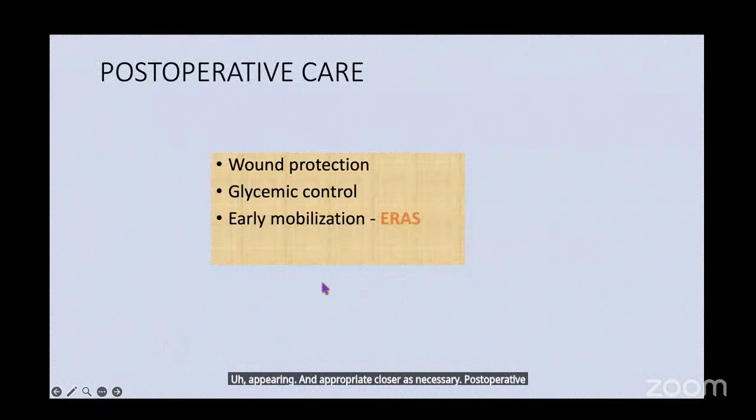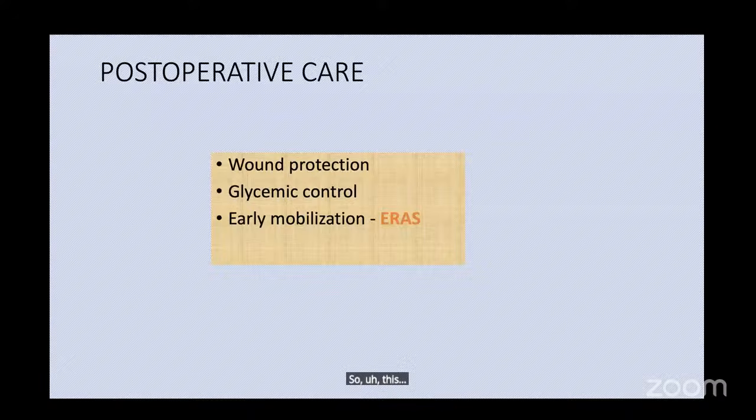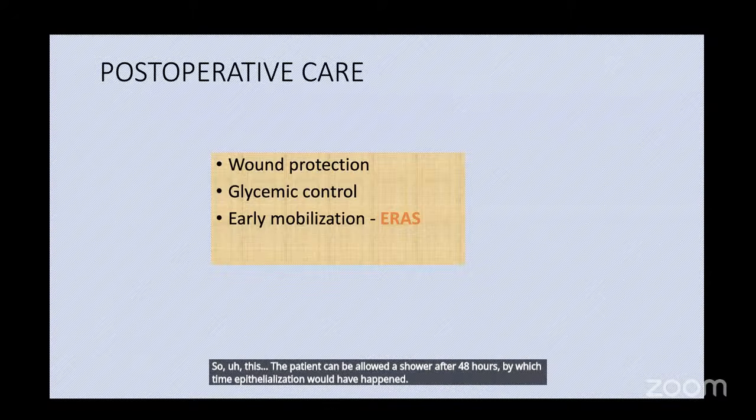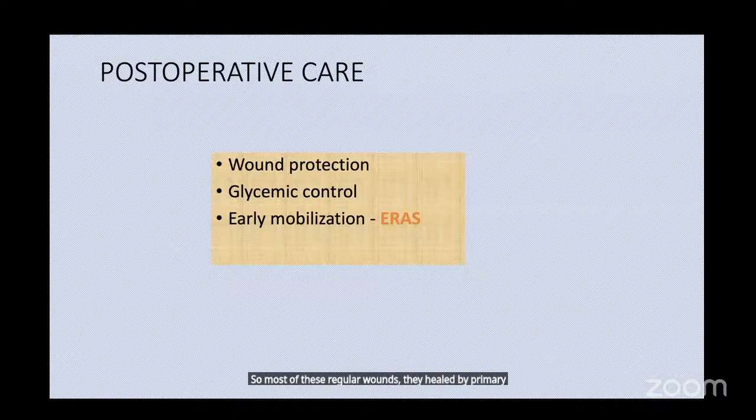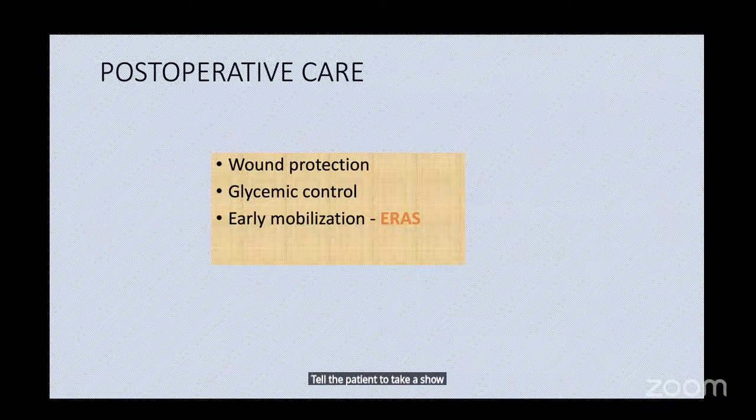Post-operative care, wound protection. Generally, a non-permeable dressing is kept for about 48 hours, and after 48 hours, the wound dressing is removed. So the patient can be allowed a shower after 48 hours, by which time epithelialization would have happened. Most of these regular wounds heal by primary intention, and in the first 48 hours, the two edges approximate by epithelialization, and it acts as an effective barrier for anything else to go inside. So you can tell the patient to take a shower after that time.